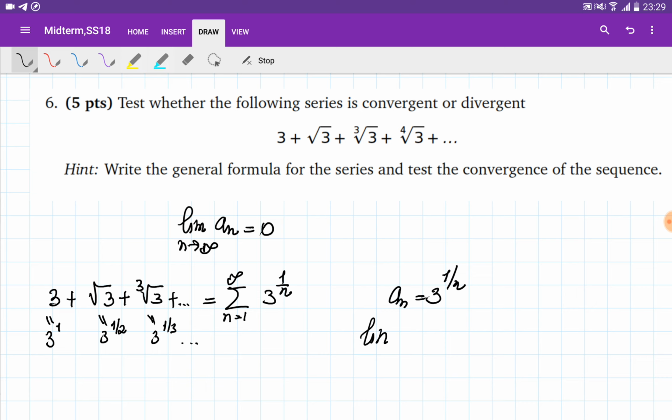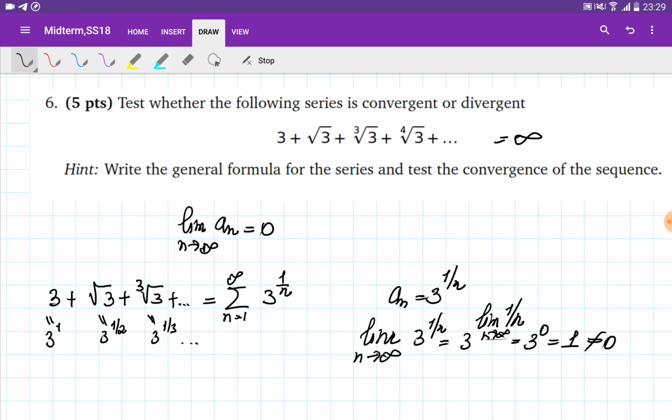And when we find the limit of a_n when n goes to infinity, we can move the limit into the power. It is the same as finding the limit of 1 over n when n goes to infinity, and this is actually equal to 0, right? 1 over n goes to 0 when n goes to infinity. So that is why it's going to be 3 in the power of 0, which is 1, and which is not 0. So that is why the series is divergent. So the sum is going to be equal to infinity, actually.